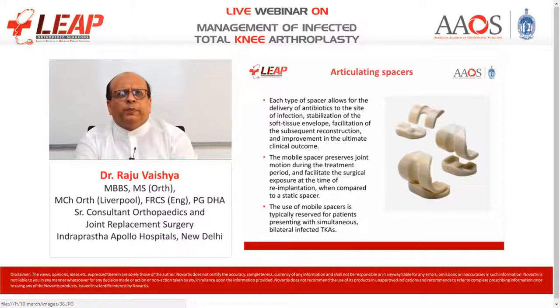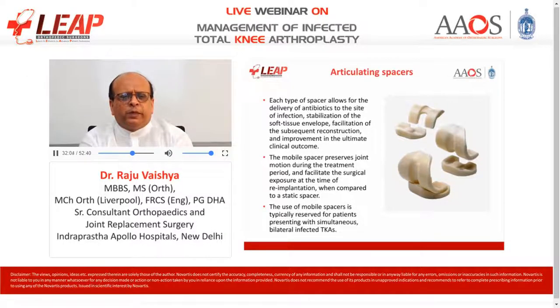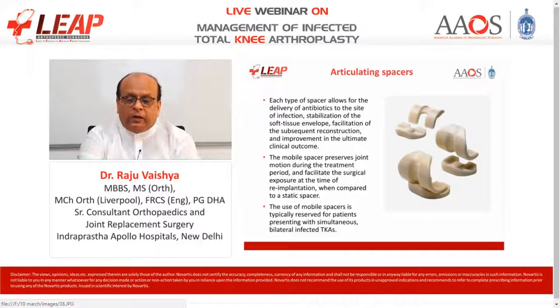These mobile spacers preserve joint motion during the treatment and facilitate surgical exposure at the time of reimplantation when compared to a static spacer. The use of mobile spacer is typically reserved for patients presenting with simultaneous bilateral infected total knee arthroplasty, which is fortunately not so common.